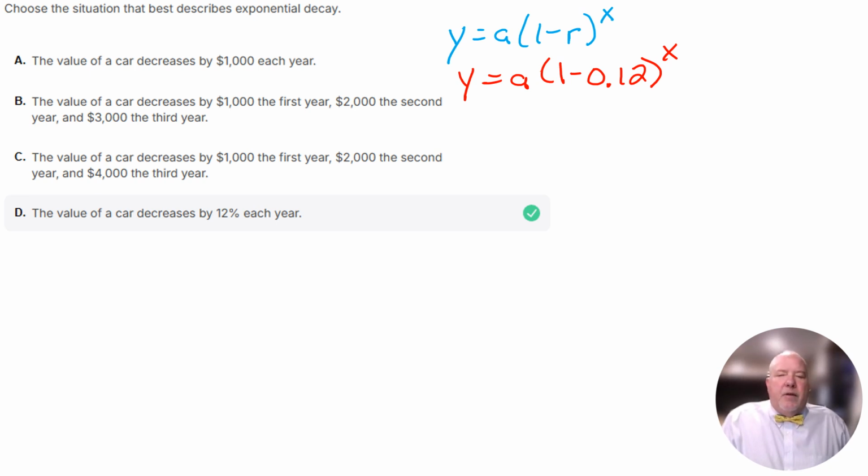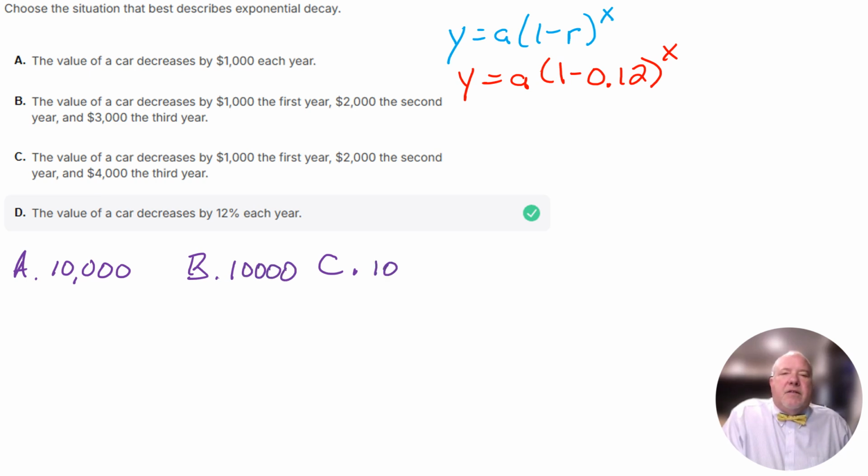But I want to show you another way real quick that you could go about figuring this out. You could take A, B, and C, each of those, and just make up a list of values, and then we could test to see if they change at a percentage like D does. So for all of them, let's just say the initial price of the car is 10,000. I'm just making up some values here so we can analyze those. And so C is also 10,000. We'll keep it the same.